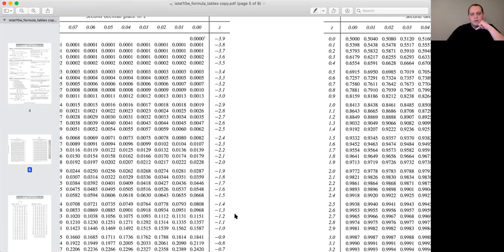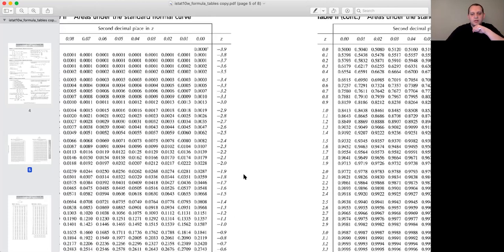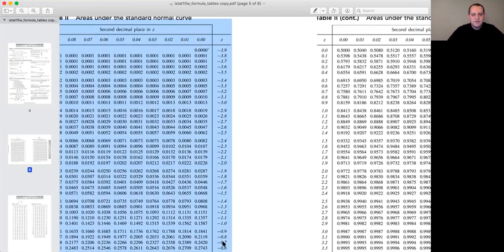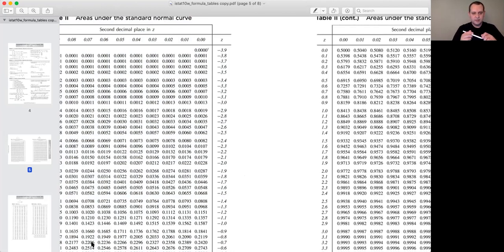With that, we're going to look at the column. So we're going to look at the column that has, again, it's -0.77. So we're going to look at this column that has 7 in the hundredths place. And when we do that, we're going to end up with -0.7. So that's going to give us this row. And then we're going to stop when we get to 0.07. And we end up with this number 0.2206. Okay, so that's how we're going to use this table.